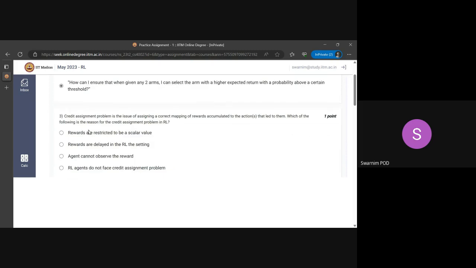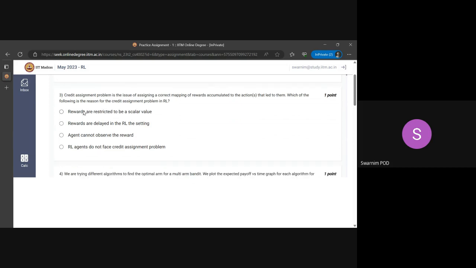All right. Let's go to point number 3. Credit assignment problem. So question number 3. Credit assignment problem is the issue of assigning a correct mapping of rewards accumulated to the actions that led to them. Which of the following is the reason for the credit assignment problem? So point number 1 says rewards. Okay. Is this the issue? Is this the problem?